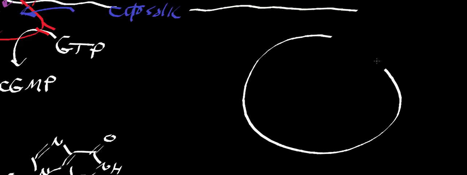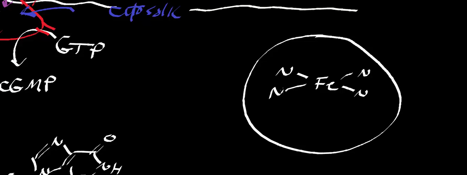If I have my iron in the center, again, you know from the hemoglobin videos, you have the coordination of the iron through the pyrrole nitrogens. So just know that this is soluble guanylate cyclase. Now what ends up happening is nitric oxide is going to bind to this heme.